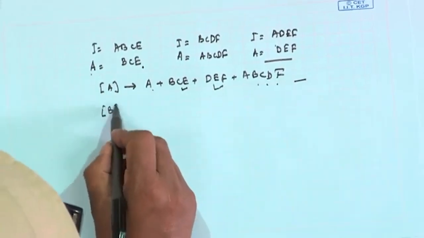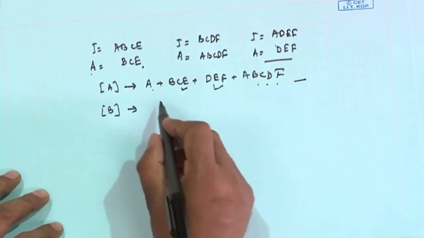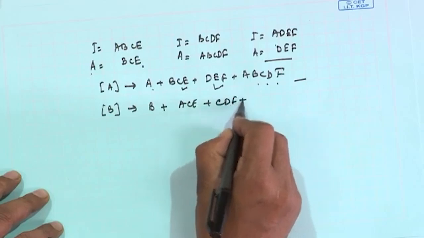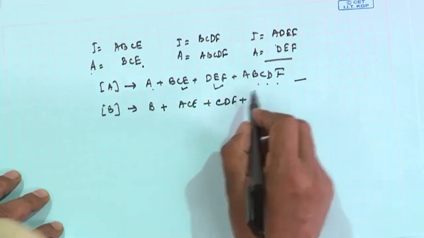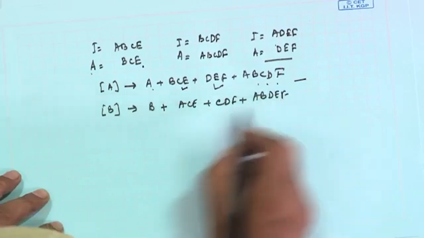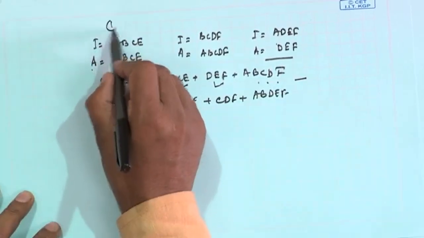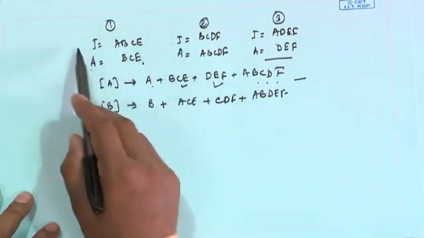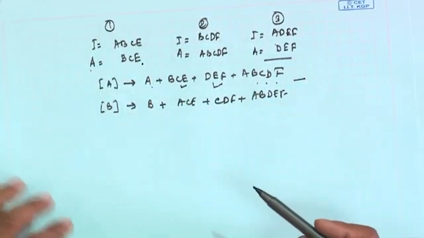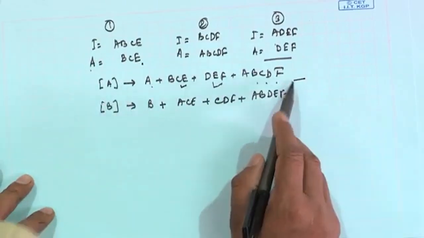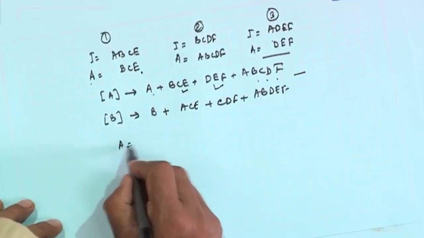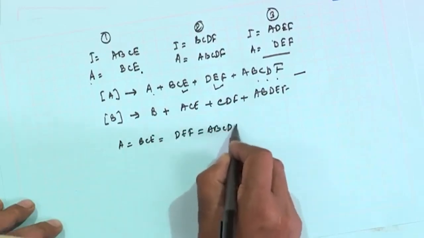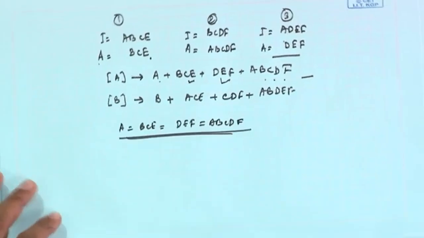Similarly, you will get B: B plus ACE plus CDF plus ABDEF. In this manner, you multiply every effect with the defining relations, and you get the alias structure. You can also write it the other way, A equal to BCE equal to DEF equal to ABCDF. This is also the way we write the alias structure.